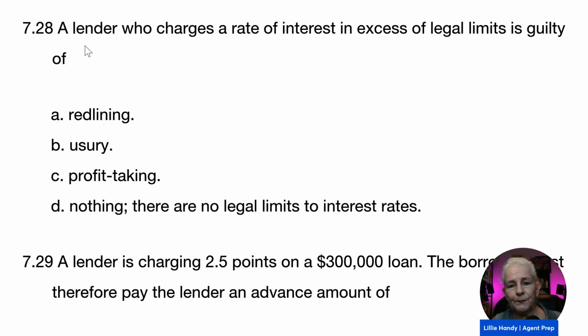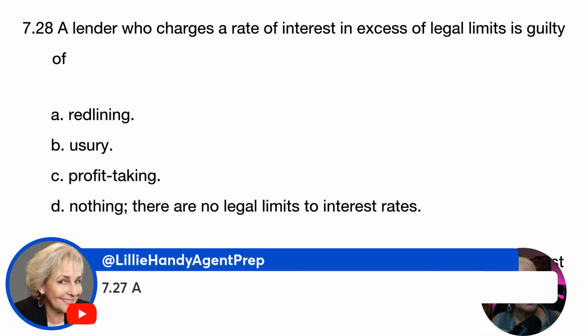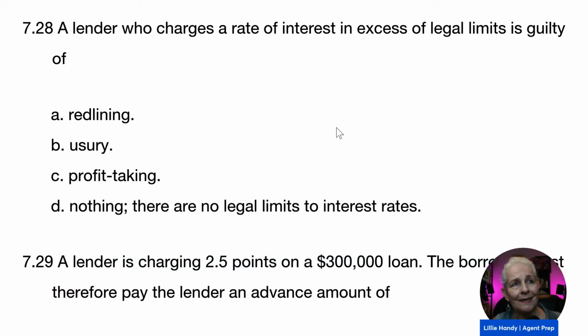Number 28. A lender who charges a rate of interest in excess of legal limits is guilty of A, redlining, B, usury, C, profit taking, or D, nothing. There are no legal limits to interest rates. There are limits. So it's not D. The answer here is 728B, usury.